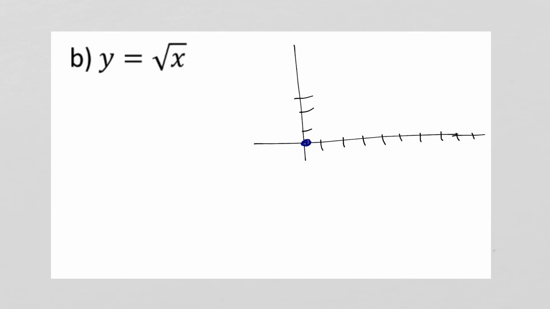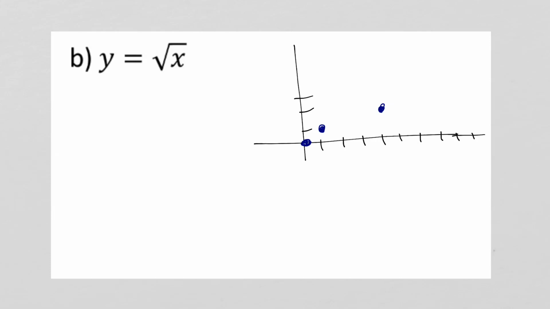So I get that. Let's plug in 1. The square root of 1 is also 1. So I get that. What's the next nice number you could plug in? Well, what's the next square number? The next square number is 4. Square root of 4 is 2. So when x is 4, y is 2. And I hit that point right there.